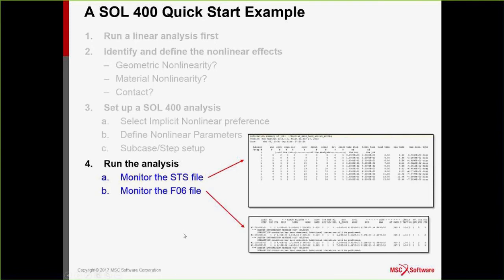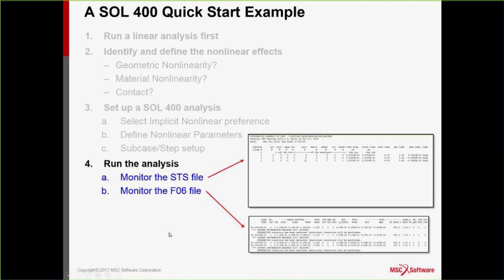You can also open up in real time the .fo6 file. FO6 will give you a lot more detailed description of what's going on, right? We mentioned the smart defaults. They have preset convergence criteria set for you. Over here, you can see when the iterations are going, how well the program is doing under displacement, load, and work.